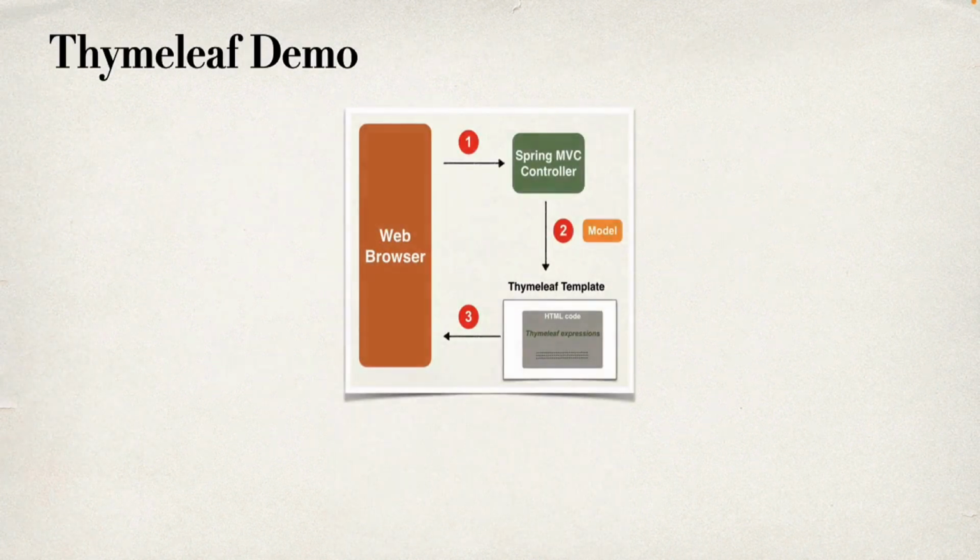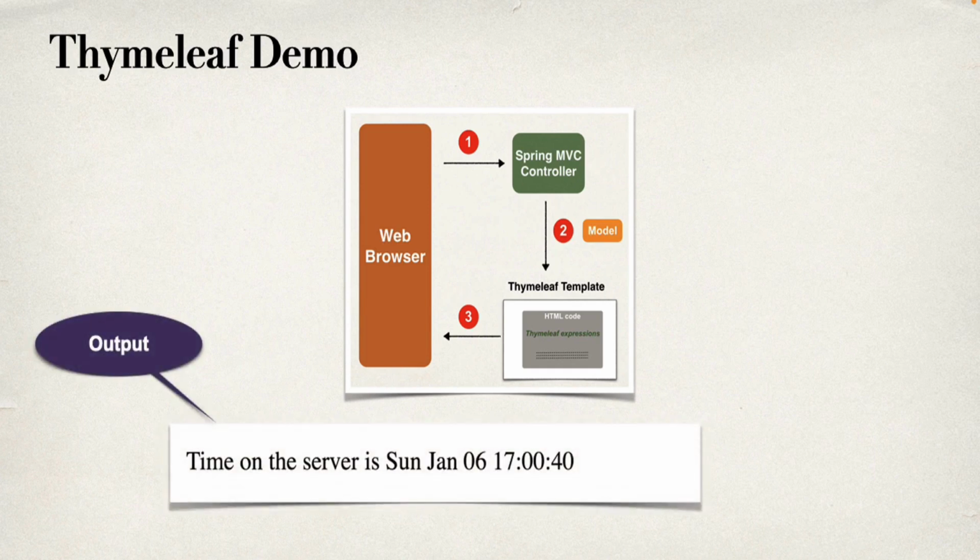Let's look at the Thymeleaf demo. We'll have our web browser send a request over to a Spring MVC controller, add some data to the model, send it over to our Thymeleaf template, and then it'll actually send back that generated HTML. So the output here will simply say time on the server is, and we simply plug in the actual server timestamp.